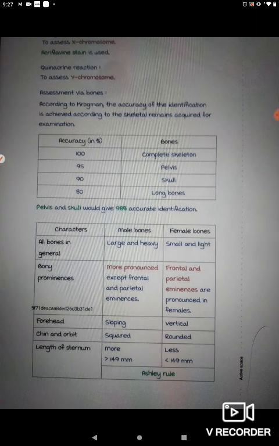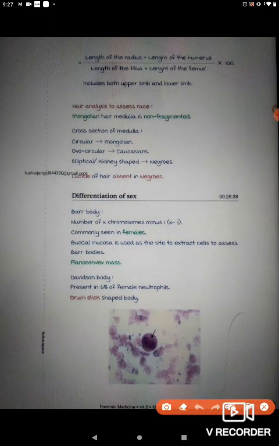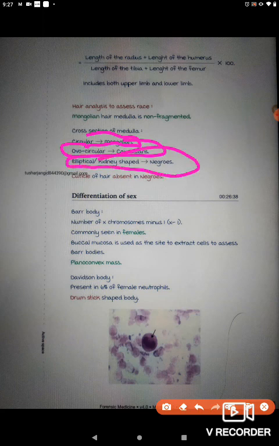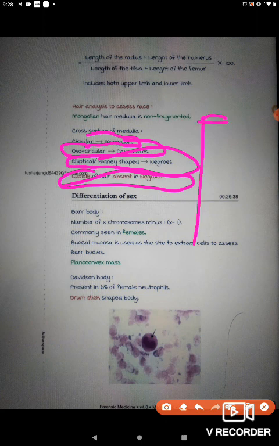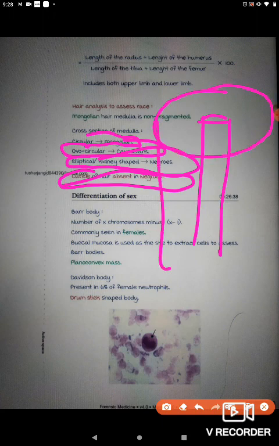Hair analysis we have watched. Hair is circular in the Mongolian, oval-circular in the Caucasian, elliptical or kidney shape in the Negroes, and cuticle of the hair is absent in the Negroes. On the basis of the hair, we have seen that the medullary canal is there, hair cortex is there, then outside the cortex the cuticle is present. So this cuticle they are saying is absent in the Negro, and the medullary canal is long and non-fragmented in the Mongolians.